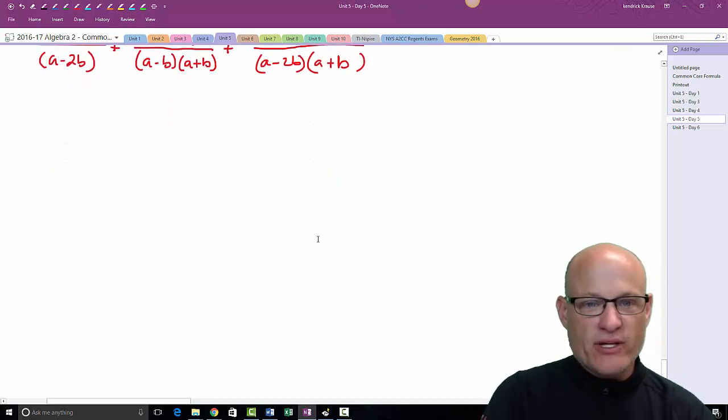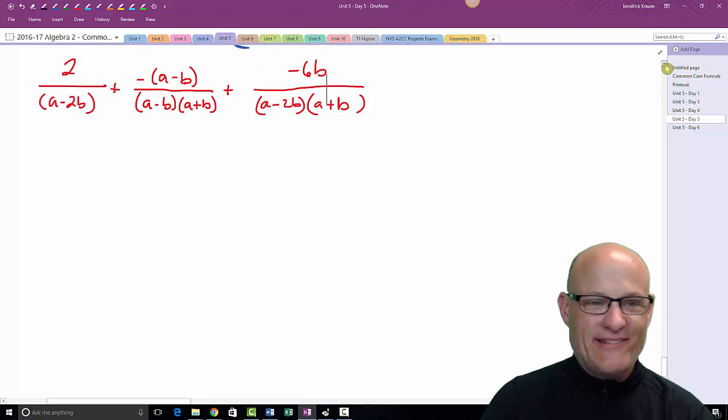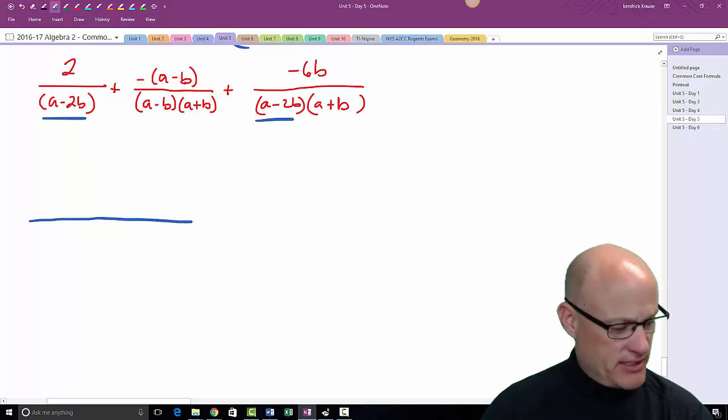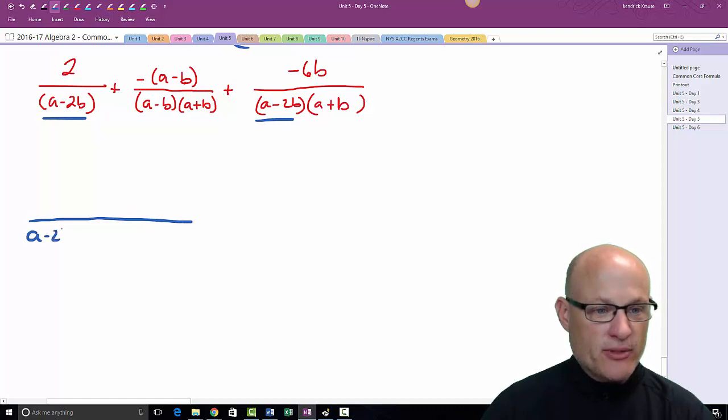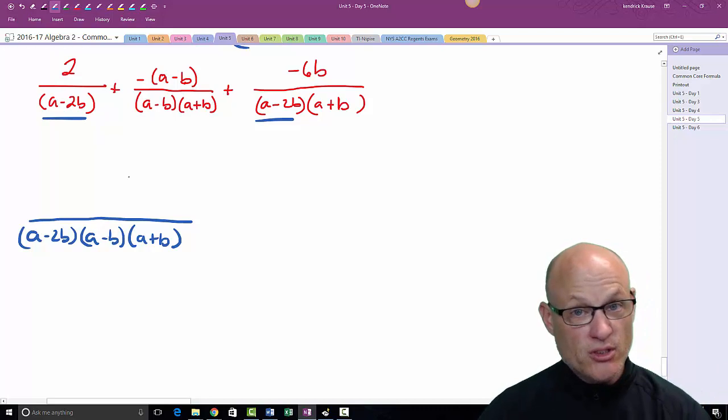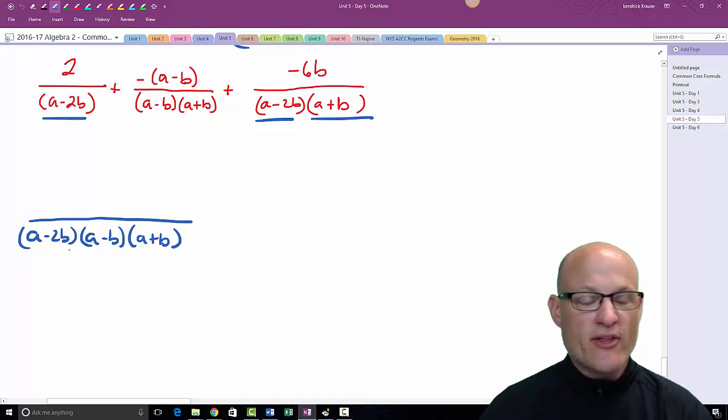So let's look at the 3 denominators now. What do we see that's in the 3 denominators? I see this. A minus 2b. So that has to be a part of my common denominator. A minus 2b. I see an a minus b. A minus b. I see an a plus b. A plus b. I already got an a minus 2b in there, and there's not one of them has 2, so we only need one of them. And I already see an a plus b, so that's already down there as well. So there's my common denominator. A minus 2b, a minus b, and a plus b.